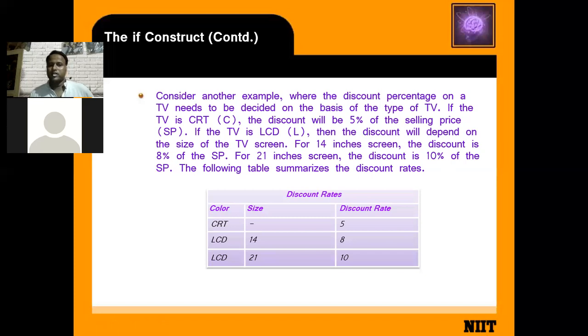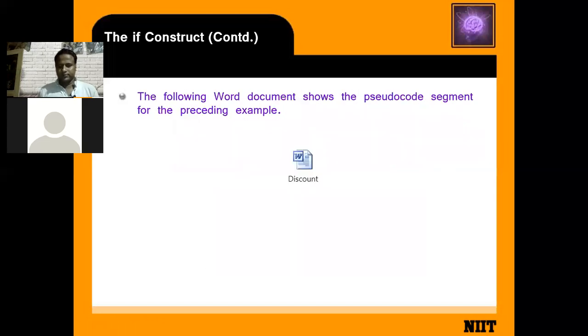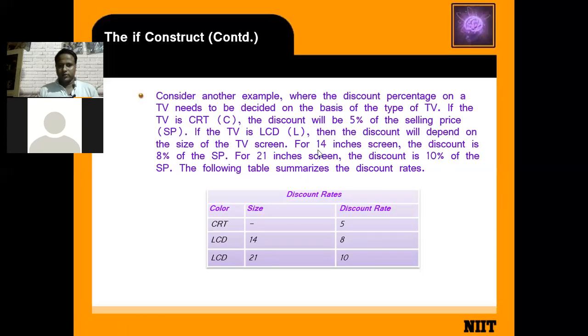Then we have to represent it in pseudocode. Okay, so just see it. Do you understand this question? Or should I explain again? I think I understand it.